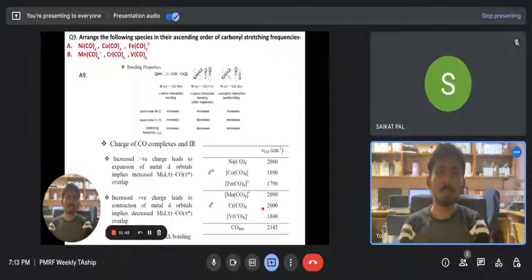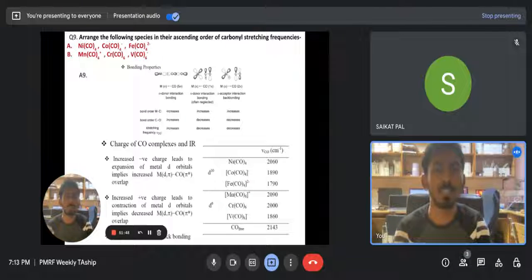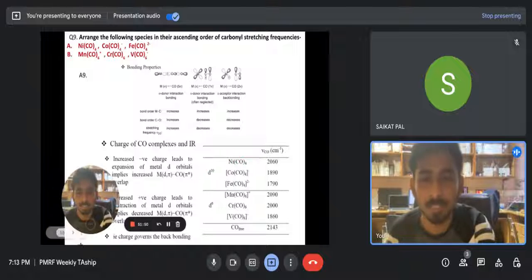So these are the specific examples that I have accumulated, how these metal carbonyl stretching frequencies can vary according to their charge.